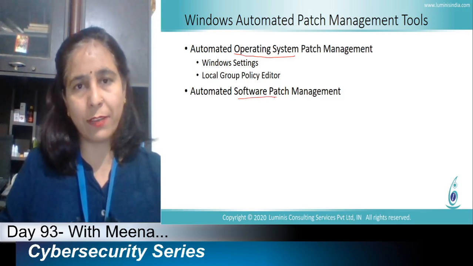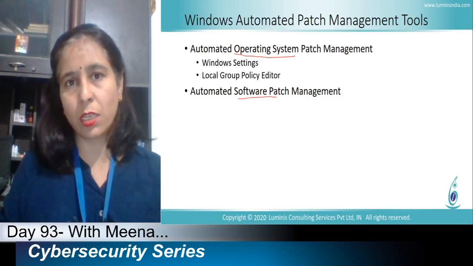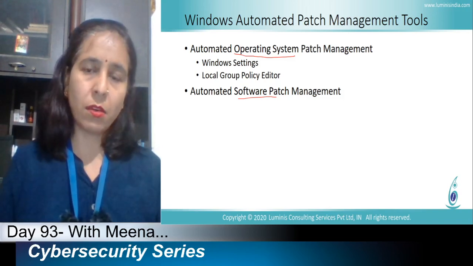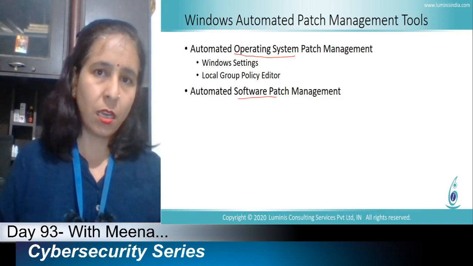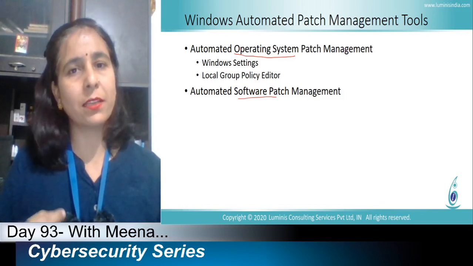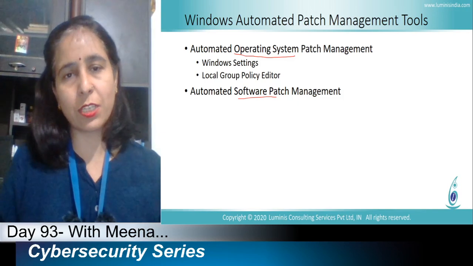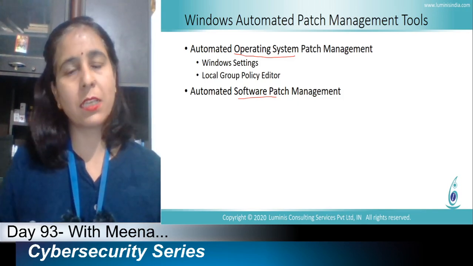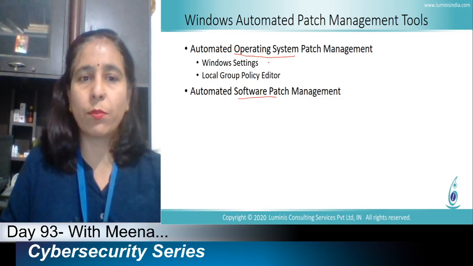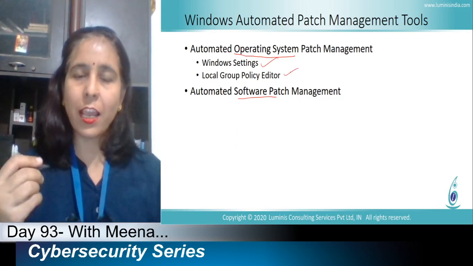Whatever software product we are using, Microsoft Office, Outlook, PowerPoint, or other products, the vendors also send patches or releases for them, and we must install them or enable them on our devices, so that we can enjoy the security and the latest features they included. We can do all these things with the help of Windows Settings and the Local Group Policy Editor. So let's see quickly how we can do it.